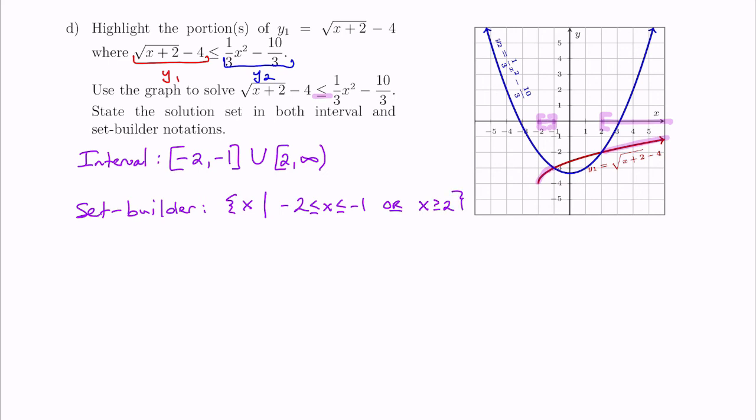Again, the word or is critical. We need to represent that either we can pick our x values from here, or we can pick them from over there. Those are the two places where we can do this. Anytime we're going to have these split solution sets, split out into separate intervals, we will be using union in the interval notation, and we will be using the word or in the set builder notation.